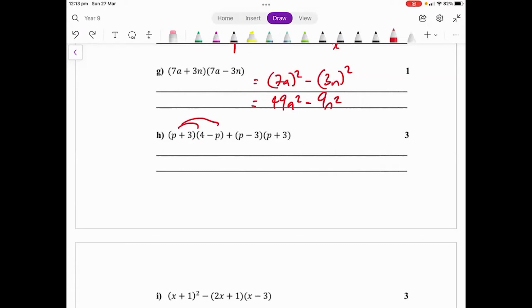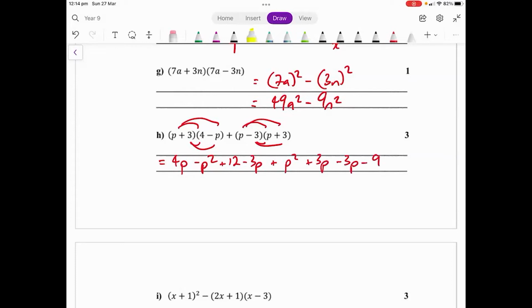So p times 4 is 4p, p times minus p is minus p squared, 3 times 4 is 12, and 3 times minus p is minus 3p. That's the first set of brackets. Second set of brackets, p times p is p squared, p times 3 is 3p, minus 3 times p is minus 3p, and minus 3 times 3 is minus 9.